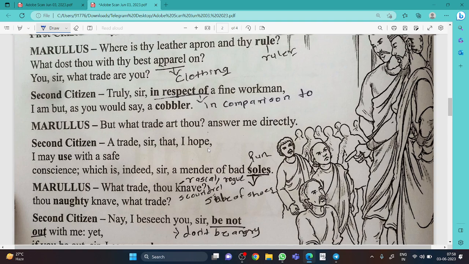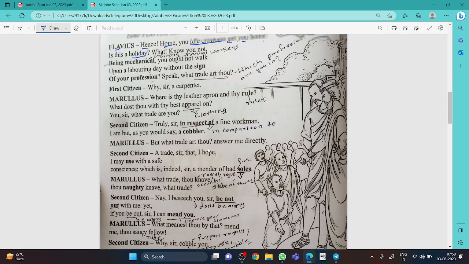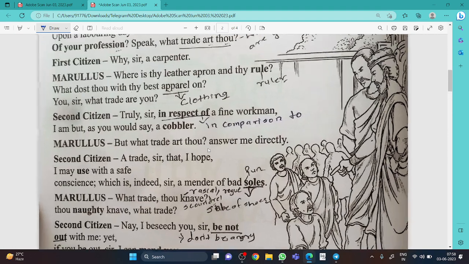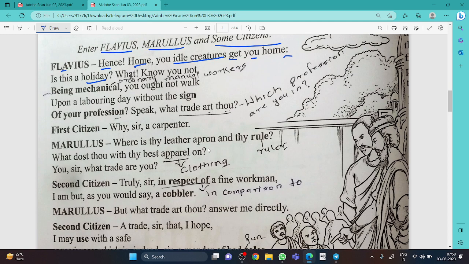You all are, beta, let, you all are what? Normal workers. You ought not walk upon a laboring day without the sign of your profession. Speak, what trade are you? Means which profession are you in?